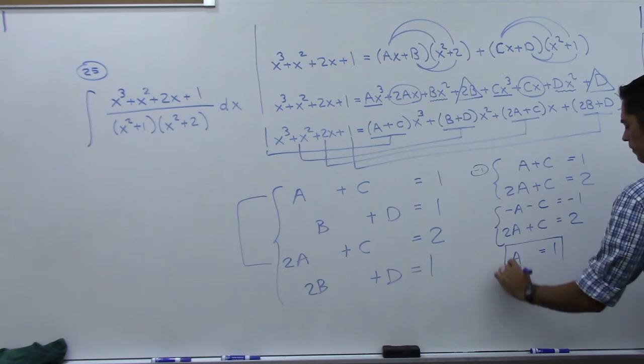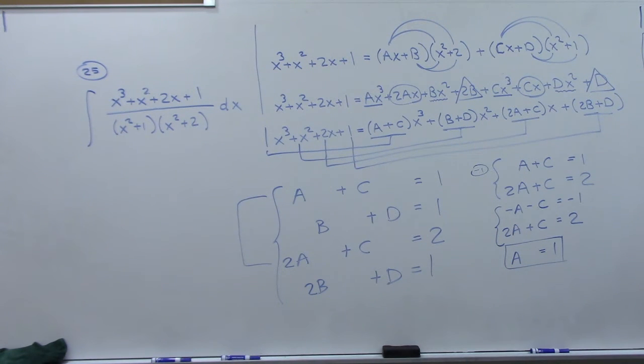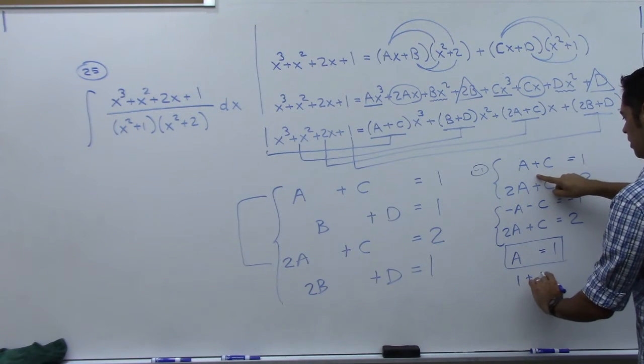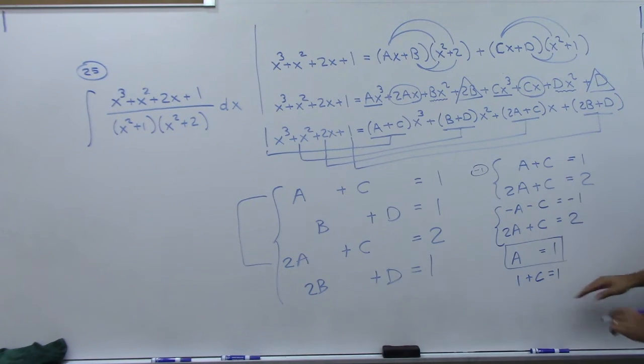So a is 1. All right, if I know what a is, then I can come in here and get c. So look at this equation right here. If I replace this with 1, I get 1 plus c equals 1. Subtract 1 from both sides. That means c is 0. So I know what a and c are.